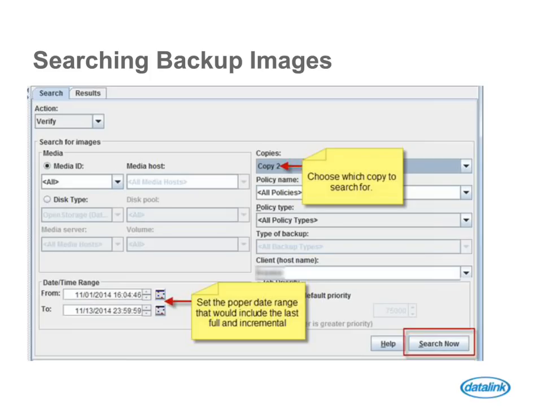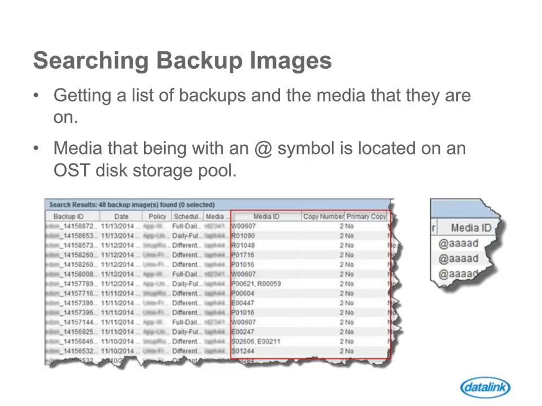And then once you hit search, you'll be given a listing of backup IDs, and they'll be separated out by a policy name and the schedule. And then off to the right, you will see a listing of one or more media IDs if you're looking at tape, as far as which ones that you would need to send off site. And you can copy and paste any of that to an Excel file or a text file just to keep track. But if you do see a media ID that is set with an @ sign, then those images were written to an optimized storage disk.